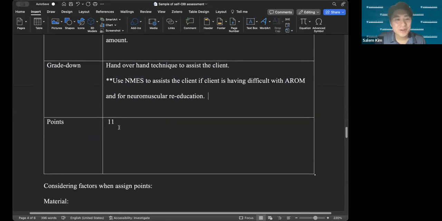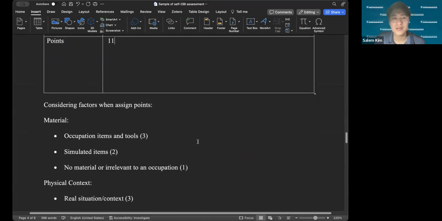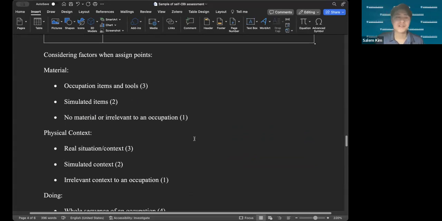So for me, I gave this chart 11, and these are the considering factors when assigning points. So materials could be actual occupation items or tools. It could be simulated items. So instead of using a cup in a clinic, there wasn't any, I guess there should be a cup really, but if there wasn't, then maybe we can use plastic cones to simulate the whole activity. If there is not even a cone and we're just asking this person to grab a cubical object to mimic the occupation, then we'll give this no material or irrelevant to occupation.